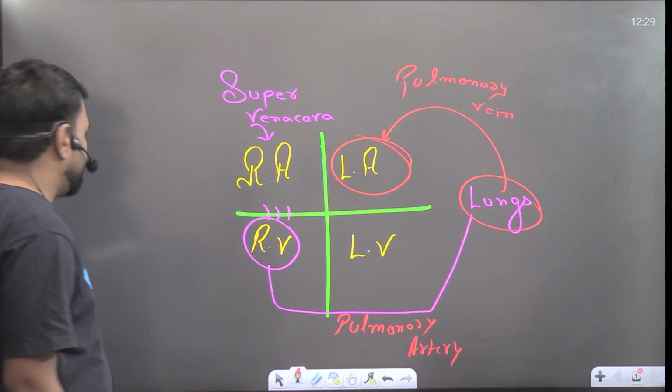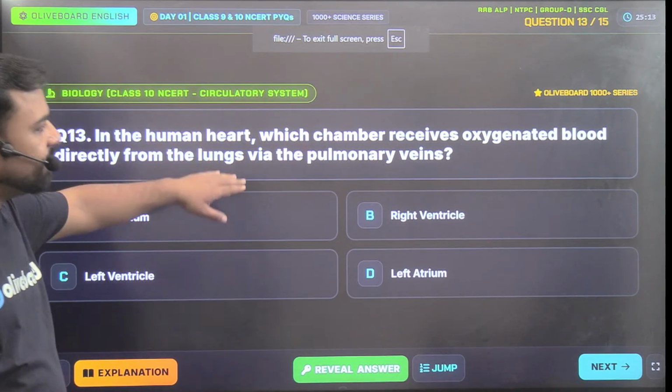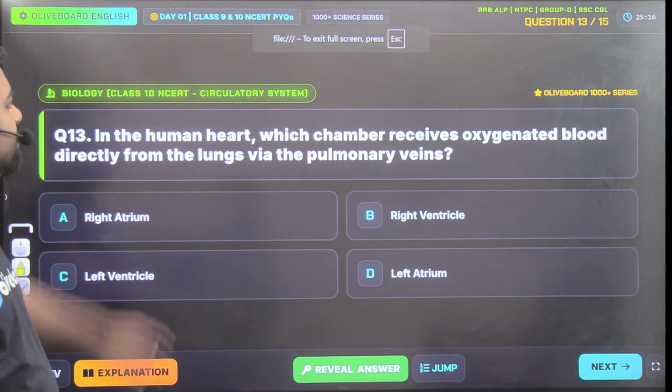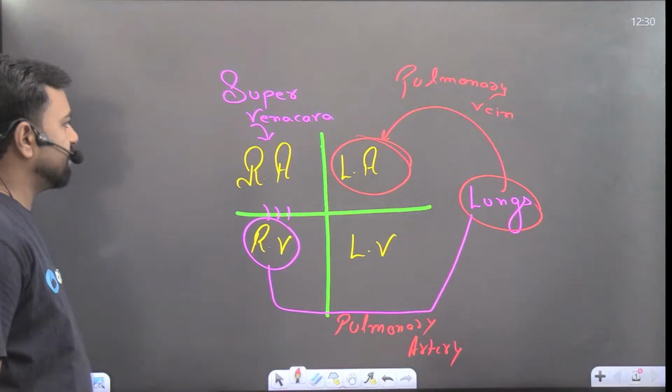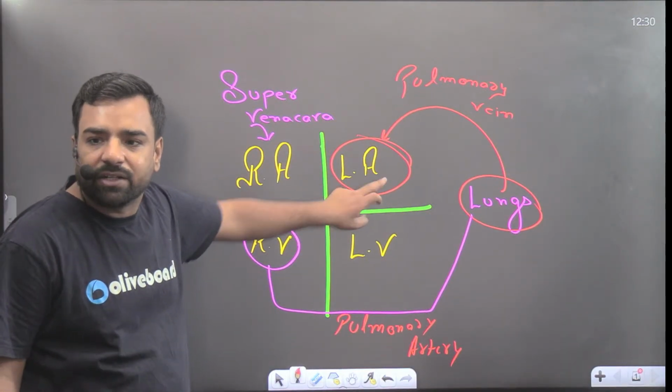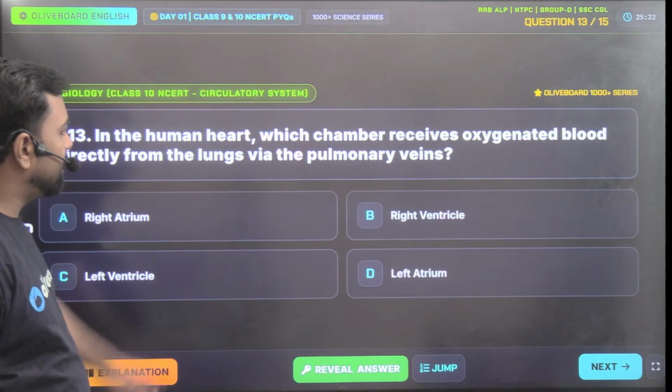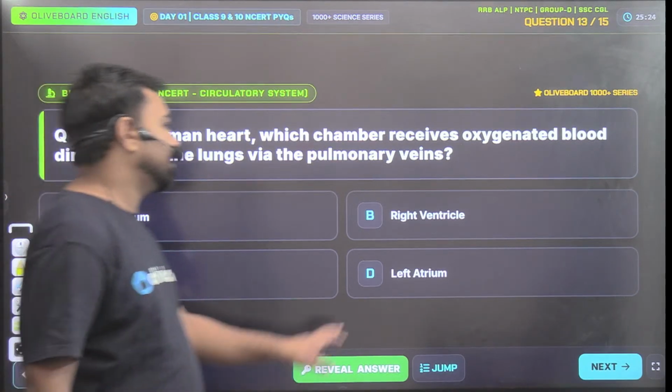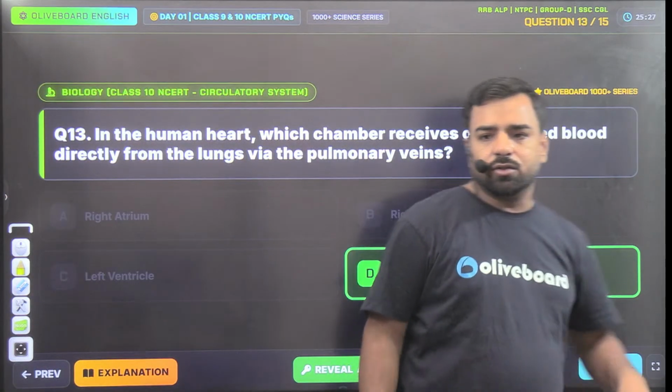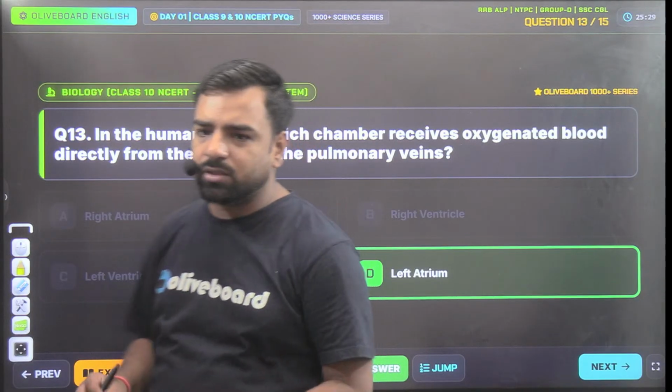So here the question asked, which chamber receives the oxygenated blood directly from the lungs via pulmonary veins? So what is the answer? Just check. It's left atrium. So where is left atrium? Left atrium is present in option number D. Is it okay? So I know it looks typical.